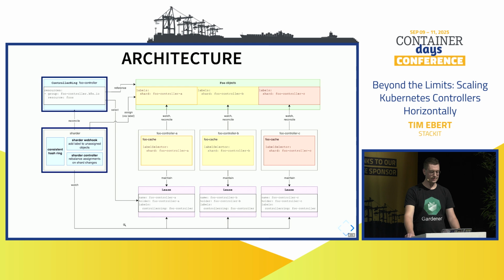Based on the shard leases and the controller ring, the sharder constructs a consistent hash ring that we also know from distributed databases. And during admission, the sharder adds the shard label to every API object that specifies which instance is responsible for this particular object. There's also a controller that reconciles this label whenever a new shard comes or leaves the ring. The last aspect that we need to implement is adding a label selector. This one takes care that every controller only watches the objects that it is responsible for and only has those in memory.